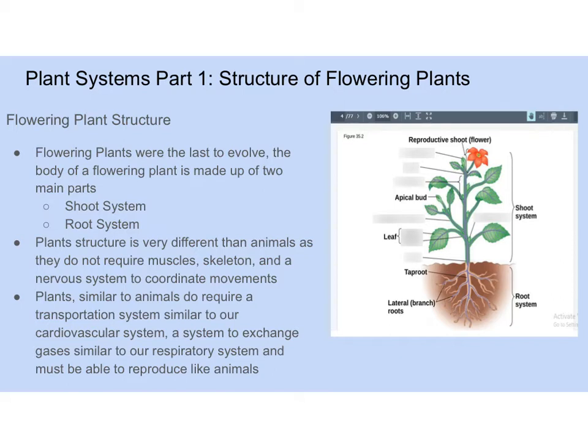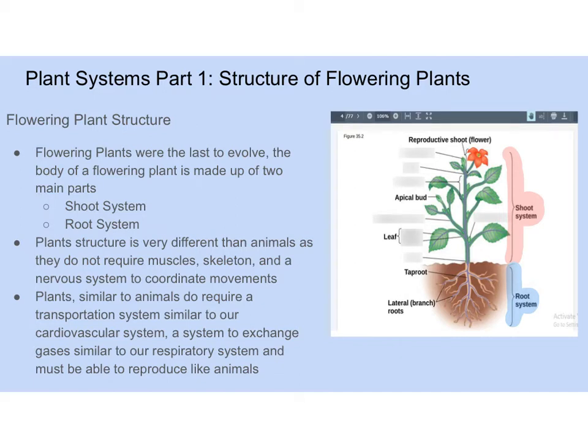Okay? And a flowering plant is really made up of two main parts, the shoot system, which is this area right here, everything above the ground, and then the root system, which is everything below the ground. Those are really the two main systems. Plant structure is very different than animals, as they do not require muscles, a skeleton, or a nervous system to coordinate all these different movements. Because they're not moving, they don't need as many systems as we require.